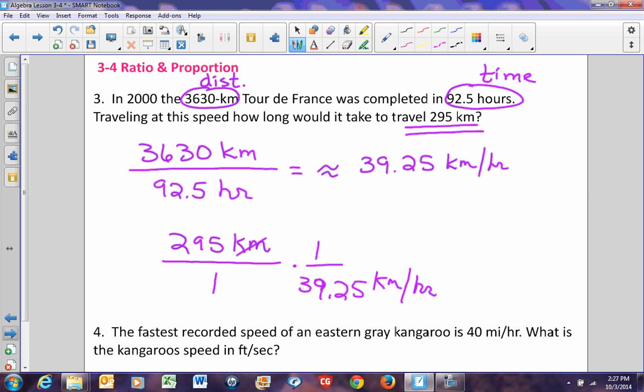Okay, the kilometers are going to cancel out of the label, so if I take 295 and divide it by 39.25, it's going to take me approximately 7.51 hours, or about 7.5 hours.